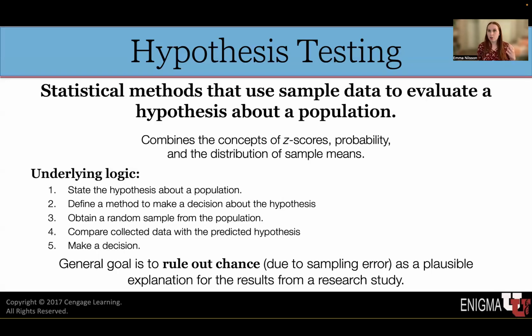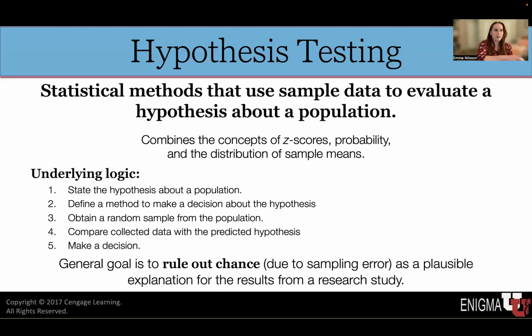The underlying logic, or the process that we're going to use for every single hypothesis test that we ever run, is in the following 5 steps. Number 1, we are going to state a hypothesis about a population, any hypothesis, and we'll get more into all of these steps later. The second step is that we're going to choose and define what method is going to be best to make a decision about that hypothesis. Once we figure that out, then step 3, we will obtain a random sample from our population, and step 4, compare the collected data with our predicted hypothesis. As we compare that data, we're going to make a decision whether or not our hypothesis was correct.